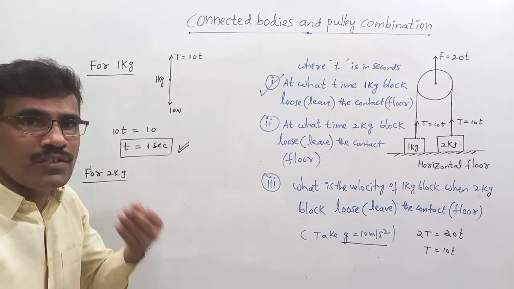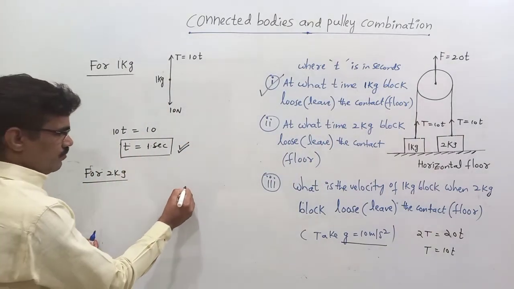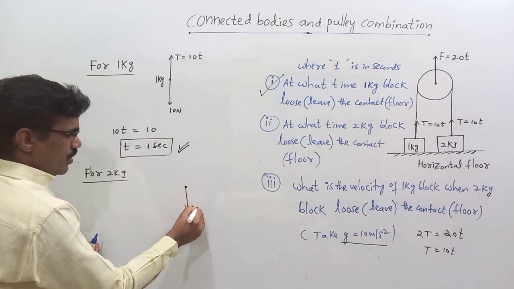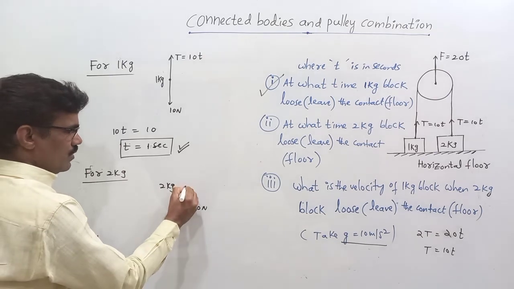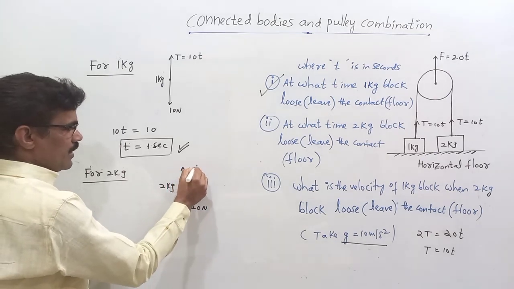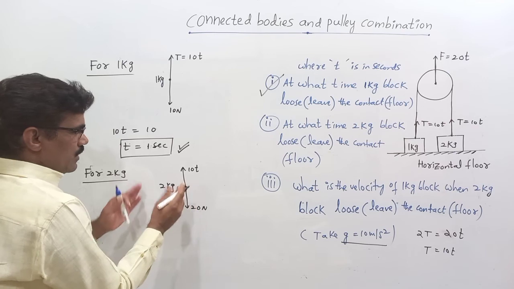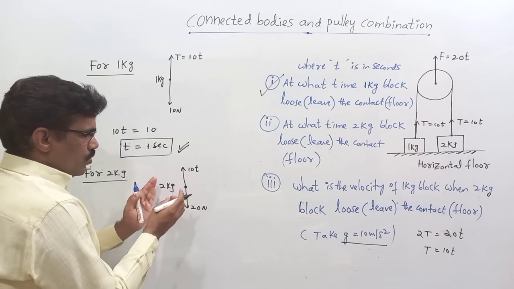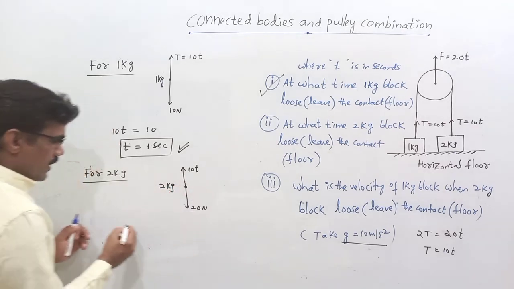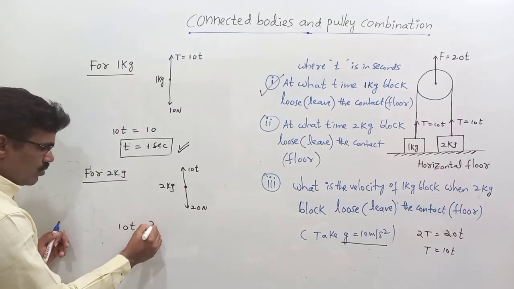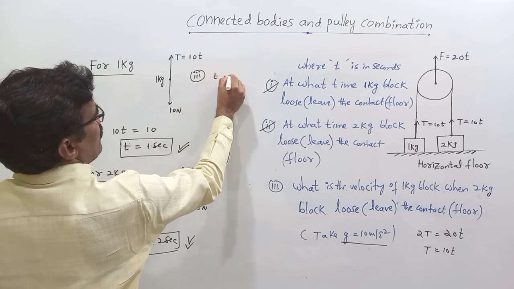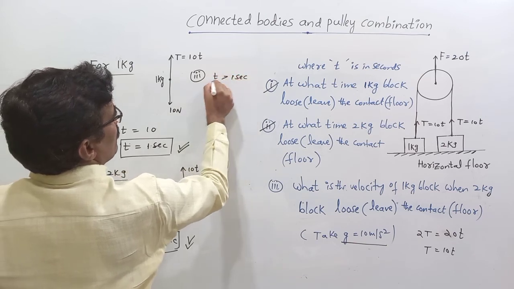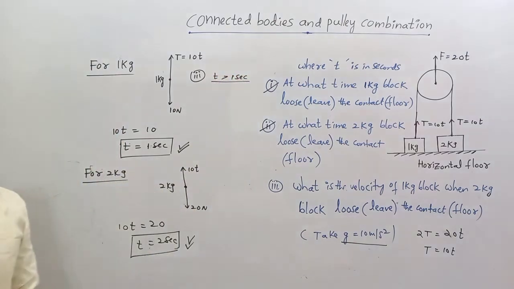But at what time does the 2 kg block lose the contact? We want that. On the 2 kg block, its weight is 20 Newton down. Here 10t up. That's why the minimum force required to lift the 2 kg block is 10t equal to 20, sir. t equal to 2 seconds. So t is greater than 1 second.